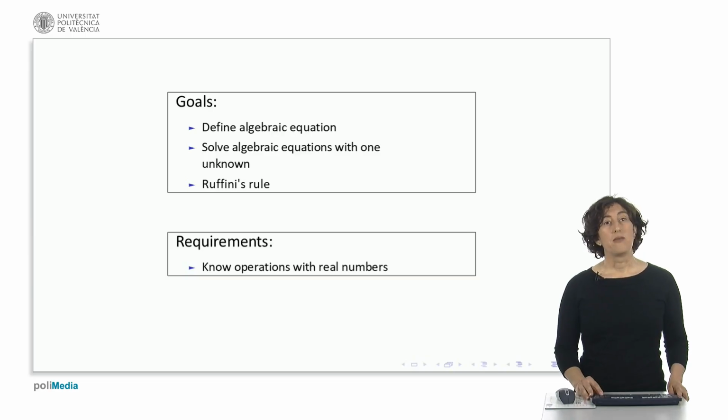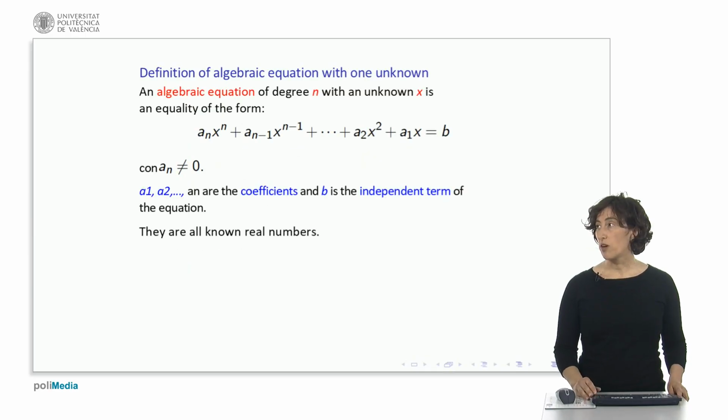So, we will start by defining what an algebraic equation of degree n with an unknown x is. It is an equality of this form, where we have a sub n times x raised to n plus a sub n minus 1 times x raised to n minus 1, etc., up to b, with some a sub i different from 0, so that we have an equation. If the last a sub i that is different from 0 is a sub n, then the equation has degree n.